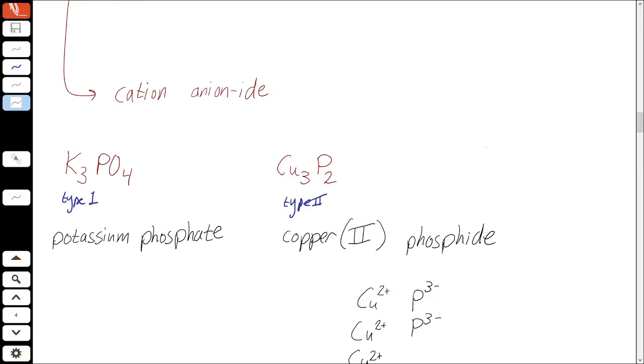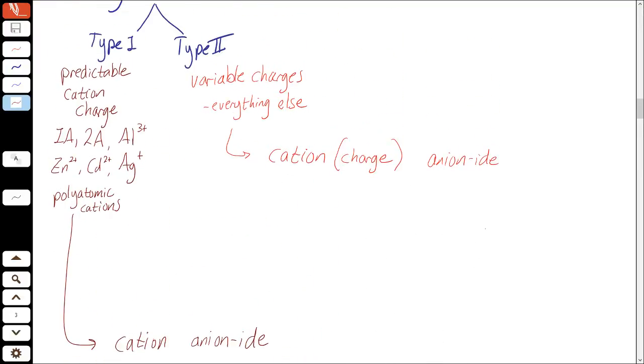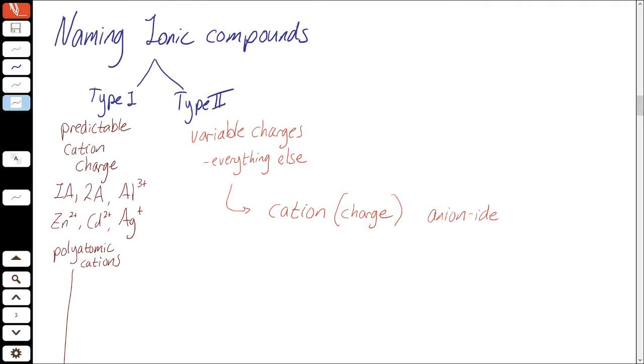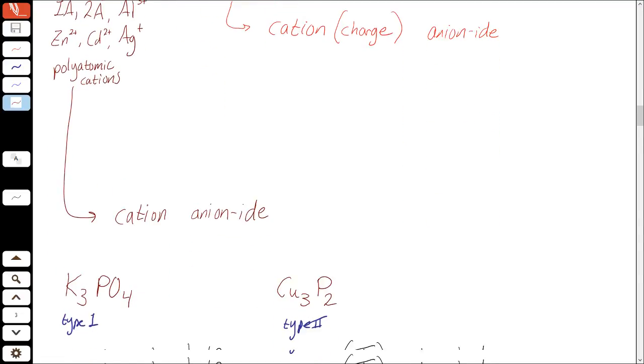So just to review from last time, remember that our first decision, if it's an ionic compound, is there a predictable charge on the cation? That is, do we know the charge just by knowing what the cation is? Or is it a variable charge where it could have various different charges? If it's the first one, we write the name as just the cation and then the anion. If it's the second type, we need to specify the charge of the cation in parentheses.